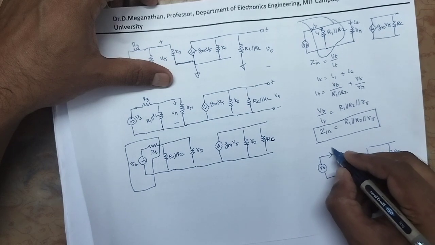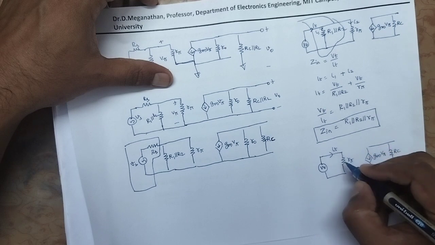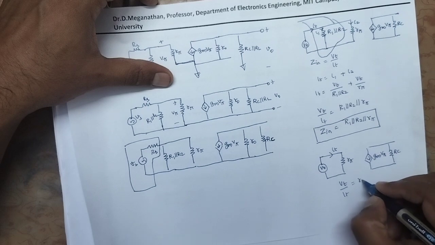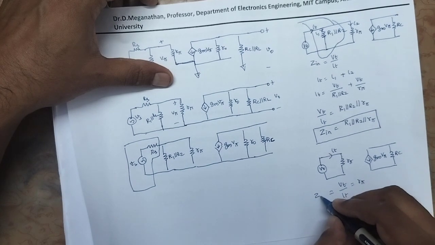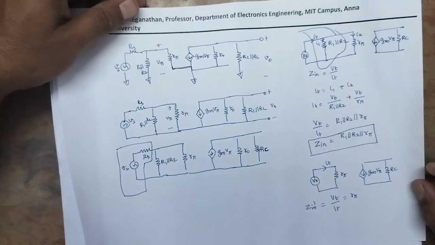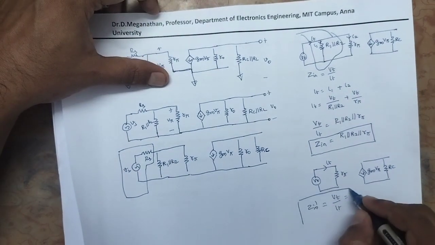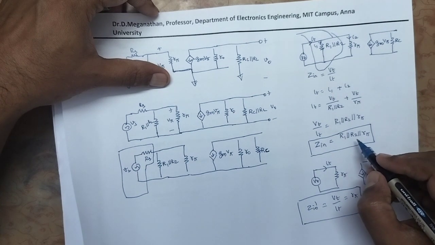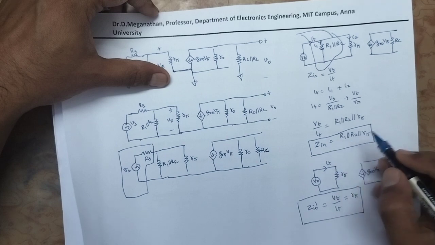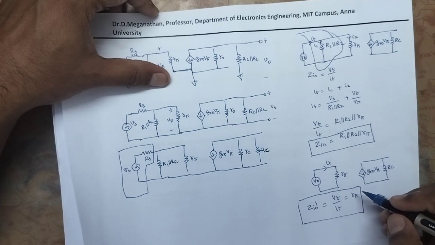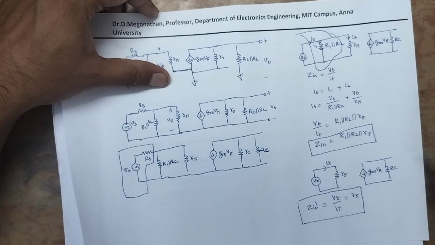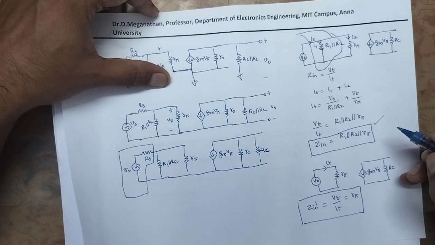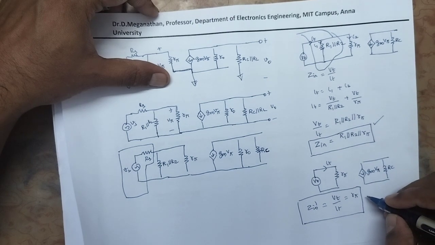Okay, now the current is IT that flows through R pi only. So we can say VT by IT is nothing but R pi, which is nothing but Z in dash. Z in dash is the input impedance of the base terminal of a common emitter amplifier. Z in is the input impedance seen by the source. Z in dash is the input impedance seen by the base terminal. Input impedance seen by the source terminal is R1 parallel to R2 parallel to R pi. Input impedance seen by the base terminal is R pi.